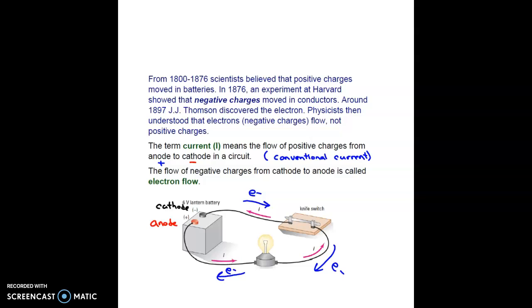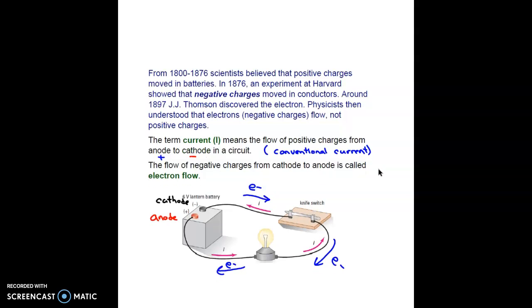So the term current, which we talked about yesterday, I, means the flow of positive charges from an anode, which is the positive end, to the cathode, the negative end, in a circuit. That is also known as conventional current. The opposite of that, the flow of negative charges from cathode to anode, is called electron flow.